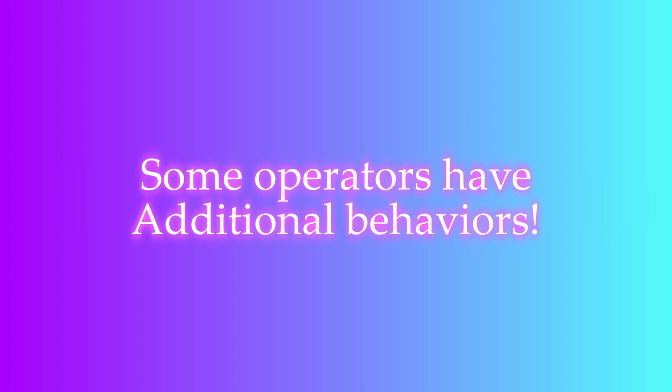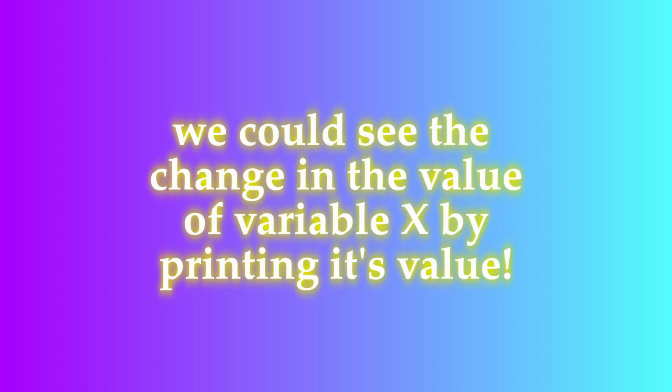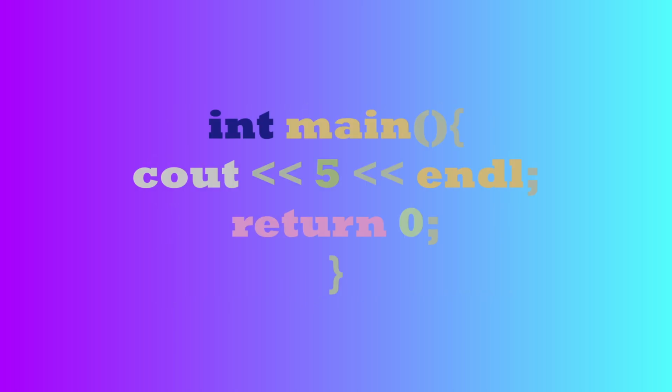Some operators have additional behaviors. An operator or a function that has some observable effect beyond producing a return value is said to have a side effect. For example, x equals 5 has the side effect of assigning value 5 to the variable x. The changed value of x is observable by printing the value of x, even after the operator has finished executing. std::cout << 5 has the side effect of printing 5 to the console. We can observe the fact that 5 has been printed to the console even after std::cout << 5 has finished executing.